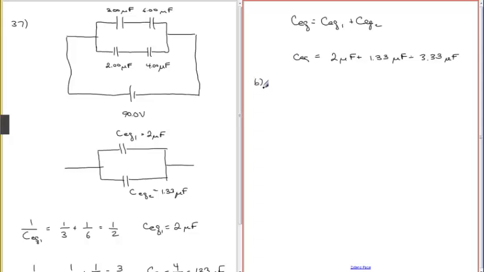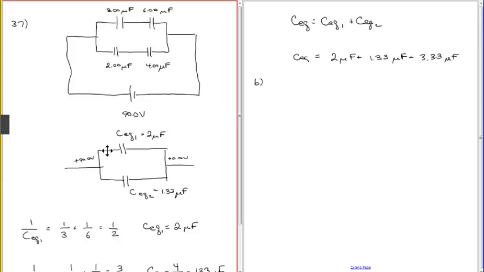So it was correct. Now the second part says find the charge on each capacitor. If we go back to this drawing, this side of the capacitor will have plus 90 volts, and here we'll have 0 volts. So the difference is 90. We have an increase in the battery of 90 volts, and a drop of 90 volts in the capacitor, so that it's a circuit. The total voltage around the circuit has to be 0.